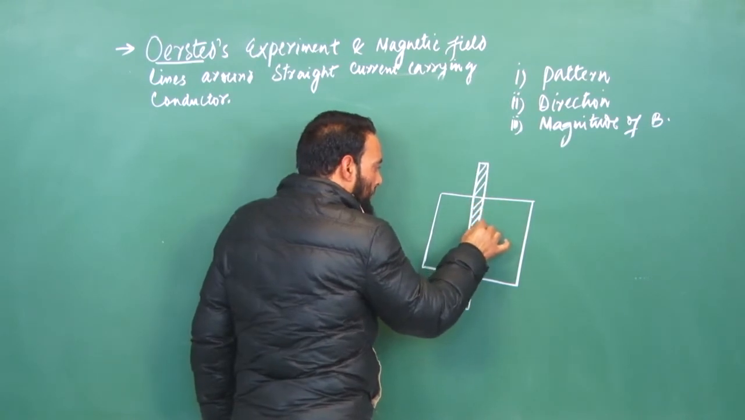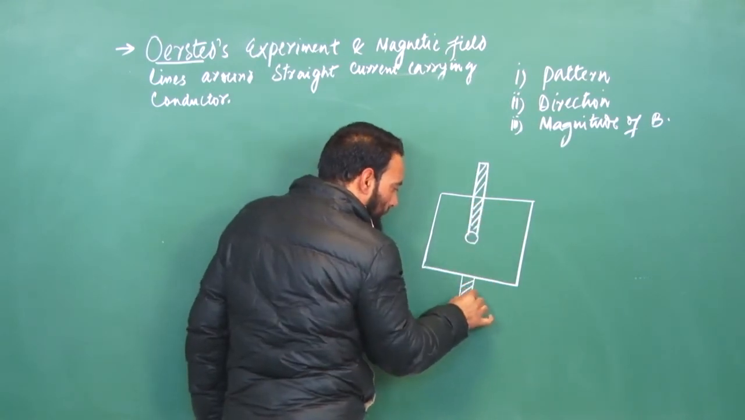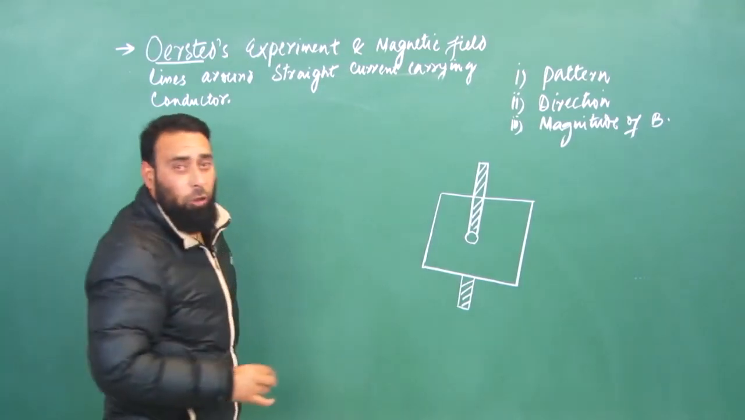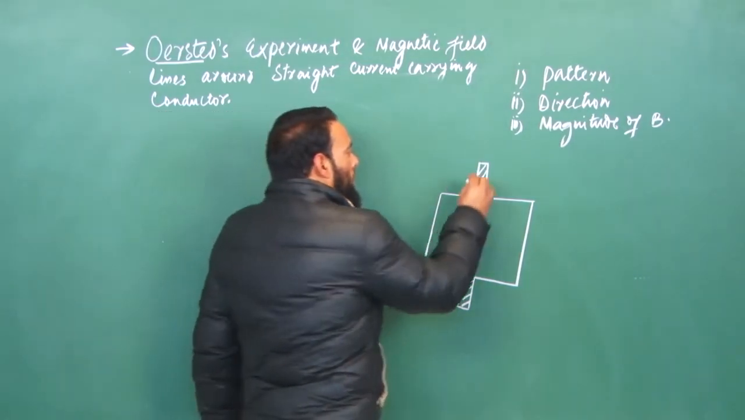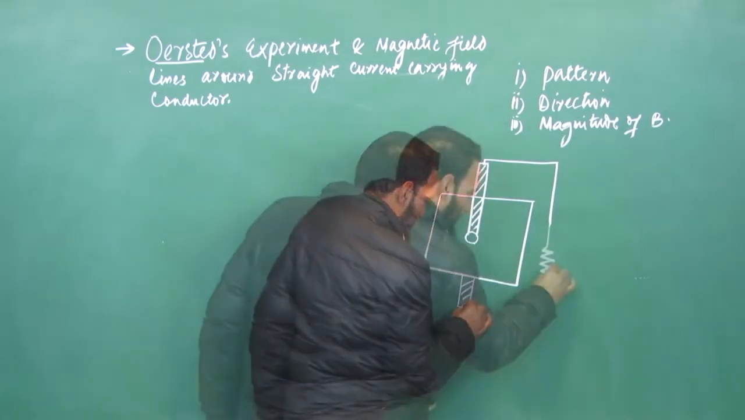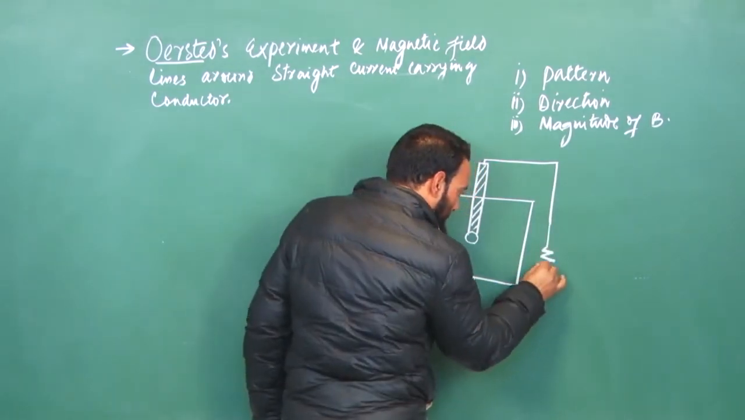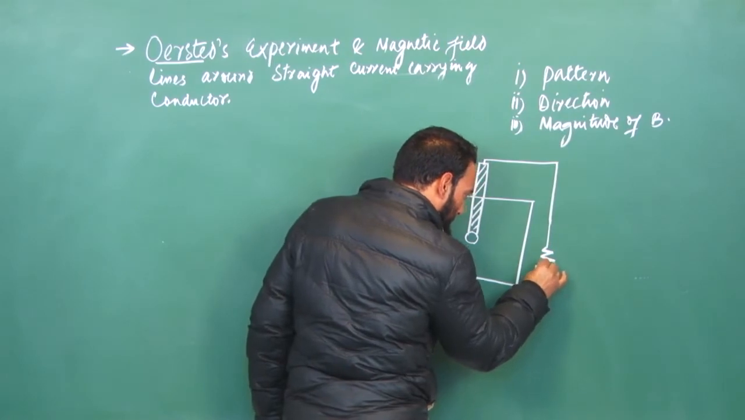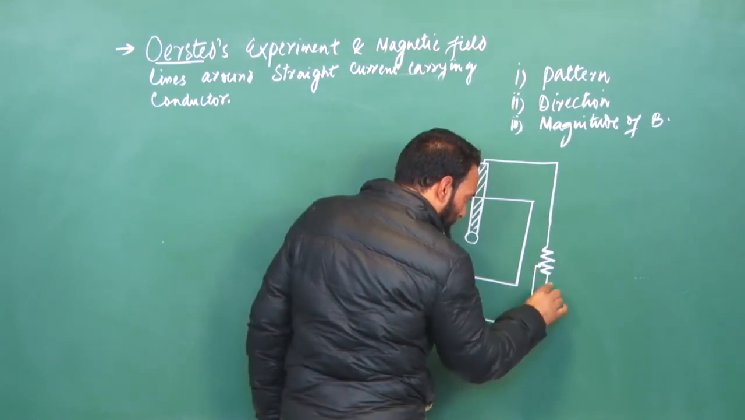The insulated metallic conductor is placed through the cardboard at the center of the cardboard. Now, join the ends of this conductor with the terminals of the battery and rheostat.